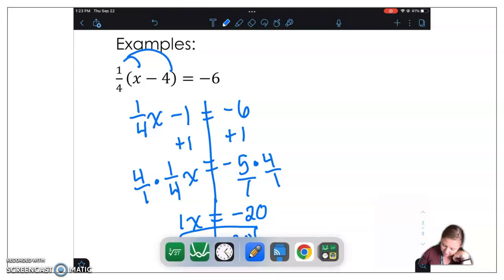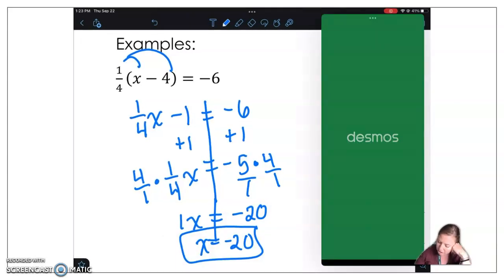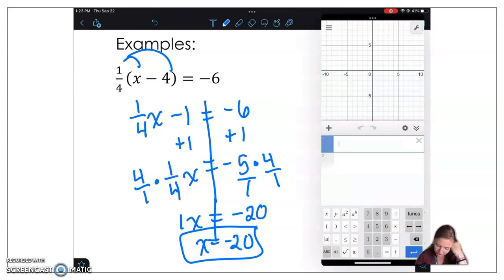You can check this in Desmos. All you have to do is type in the left side of the equation and see if we get it to equal -6. Okay, let's see. So 1/4 times -20 minus 4, and you get -6. So it checks out. All I did was take this number, and I plugged it in for the x up there. You can do that quick check, and it should be a balanced equation, so the sides should be equal.